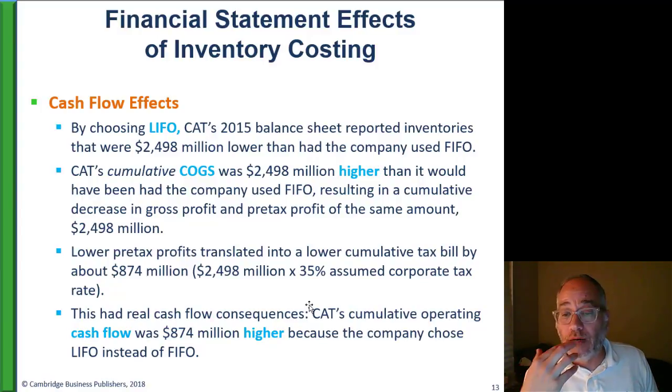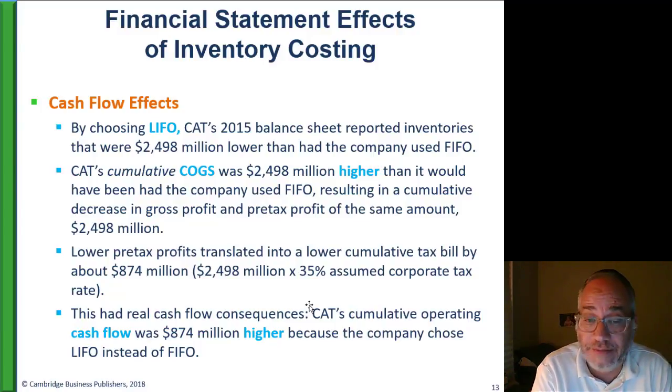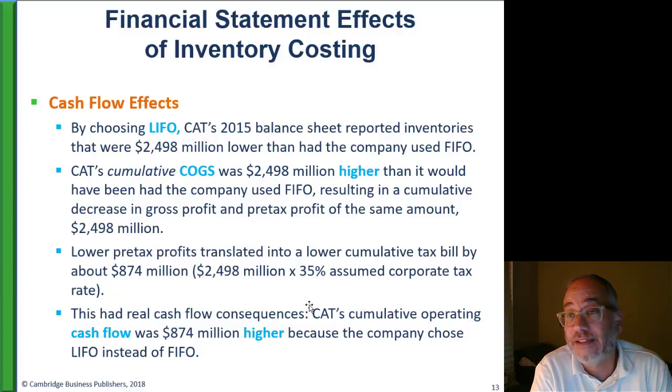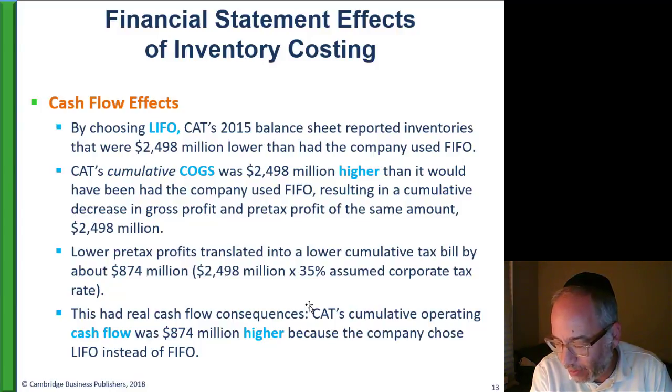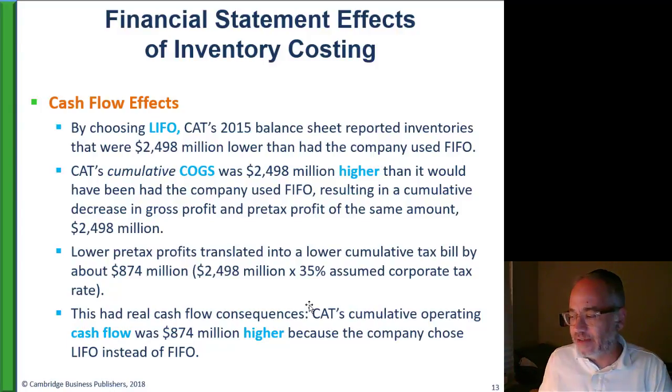By the way, so far, they've avoided paying $874 million in taxes, perfectly legally, by using LIFO. And therefore, they saved $874 million in cash paid for taxes by using LIFO. There's an interesting thing. LIFO catches up with you eventually, because when you sell off your inventory and you sell the cheaper inventory, then you're going to have to pay higher taxes.